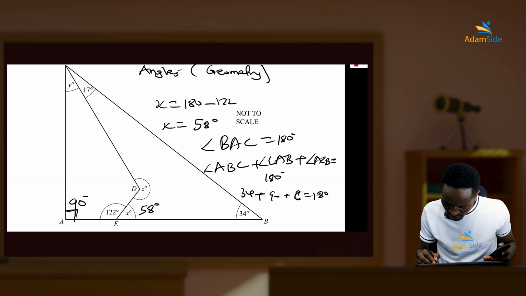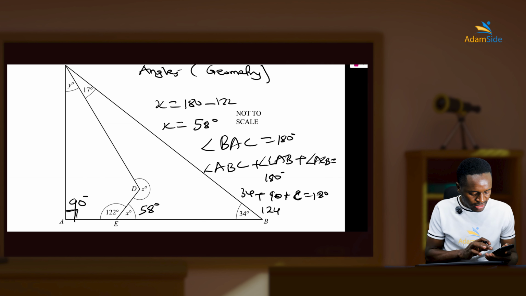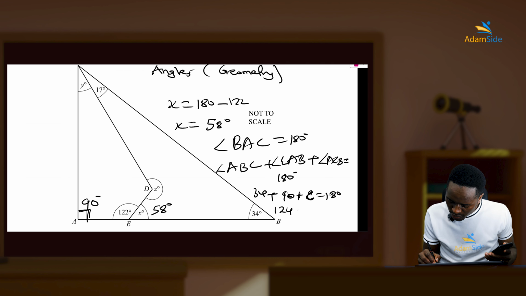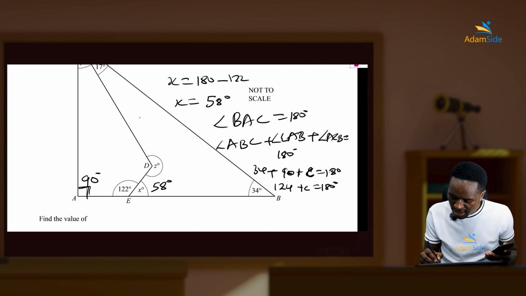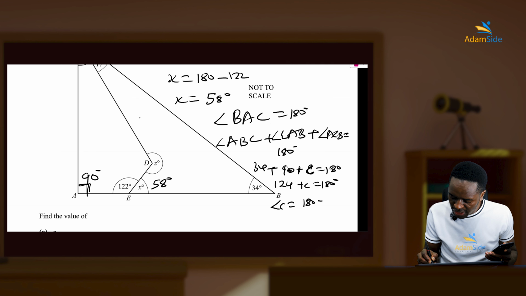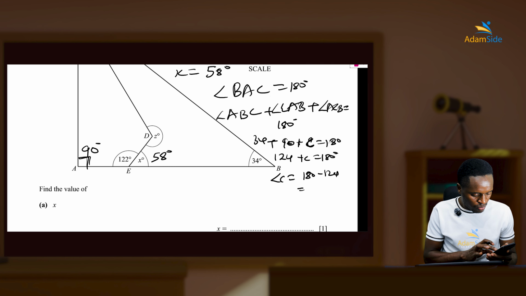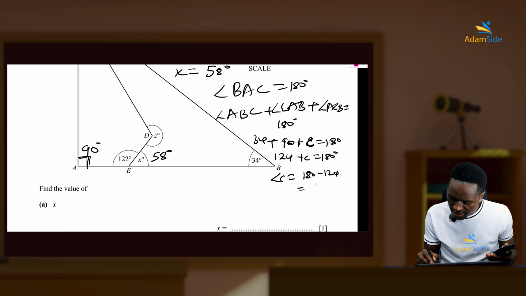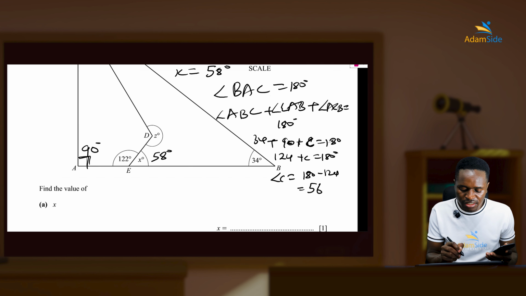So this is angle C. We call it angle C. Therefore, you have 90 plus 34, which is 124. So you have 90 plus 34, you have 124, plus C is 180 degrees. So therefore, angle C is 180 minus 124, and you end up getting 56. Therefore, angle C is 56.